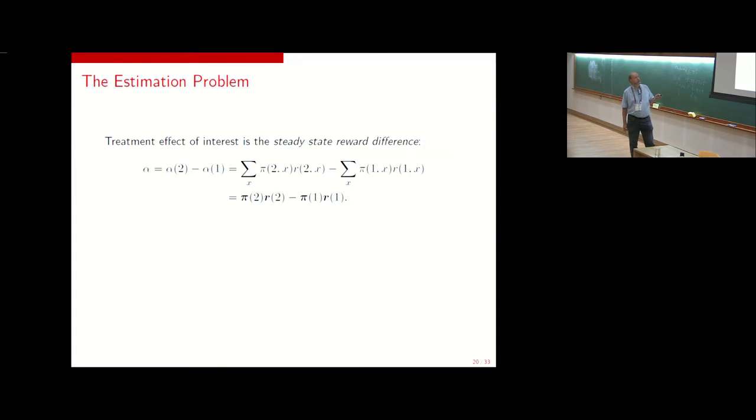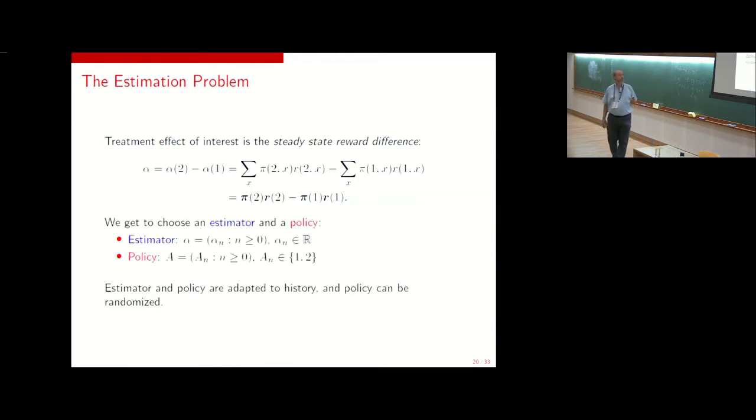And that, of course, is just going to involve averaging the rewards under one treatment, 2, let's say, against the corresponding equilibrium probabilities for treatment 2, and subtracting off the corresponding quantity under treatment 1. So that's just this simple difference of two inner products. We get to choose an estimator and a policy. So the estimator, I'll talk about in a moment. The policy is going to be some sequence of adapted An's.